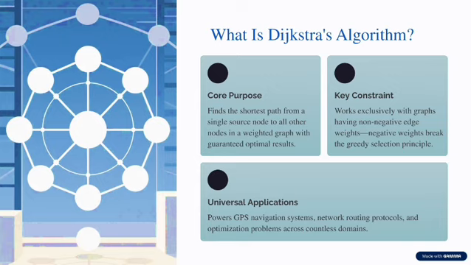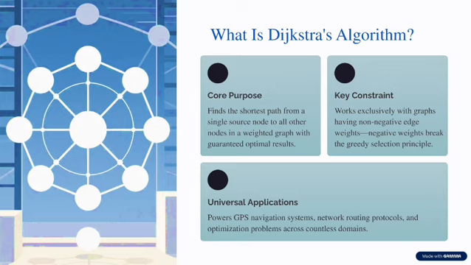Next is universal applications. Dijkstra's algorithm is widely used across many fields because finding the shortest or optimal path is a common problem. Let's see three of them. First is GPS navigation systems. It determines the quickest or shortest driving route between two locations. For this we use Google Maps or any other navigation software.